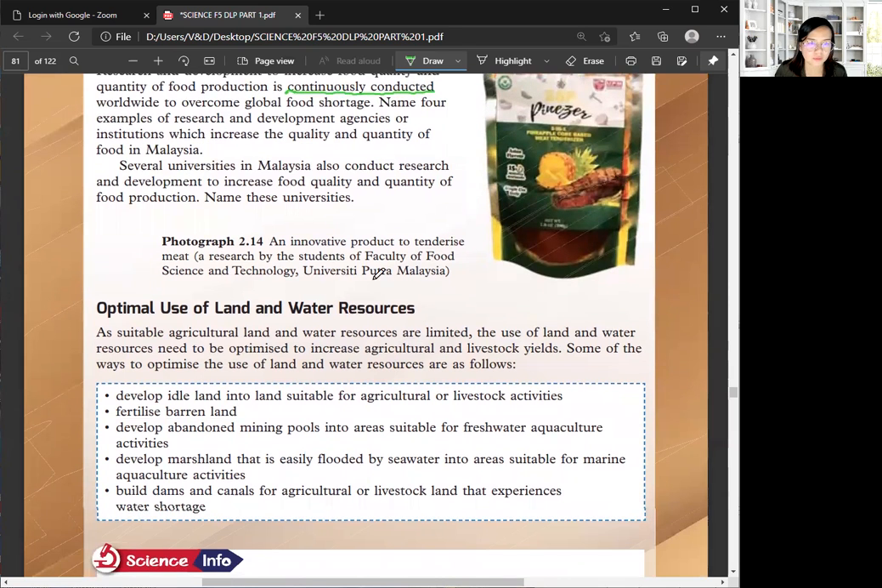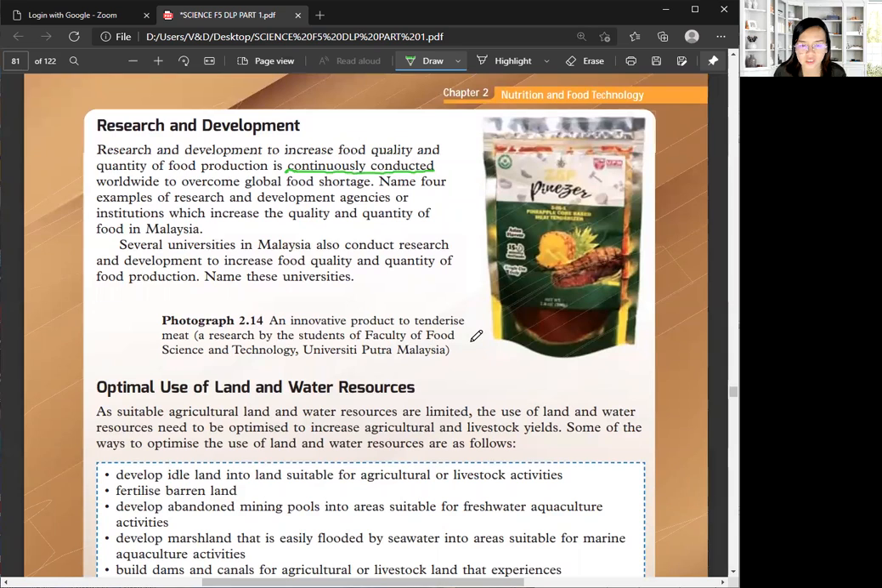Okay, now these are examples of innovative products to tenderize meat. This research is done by students of the Faculty of Food Science and Technology, University Putra Malaysia. All right, so these are the examples. Now this product can be used to tenderize meat, okay, untuk melembutkan daging. So bila masak daging, campur ini, sekejap sudah boleh masak. That is one of the innovative products.